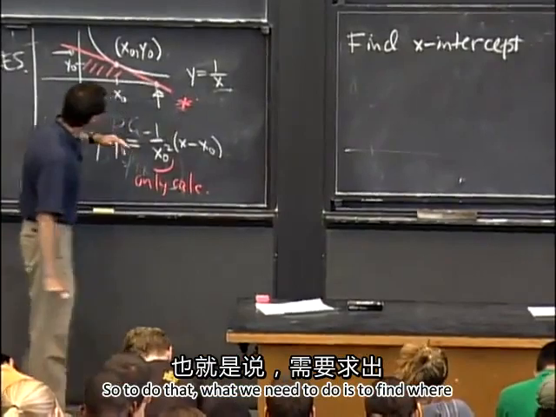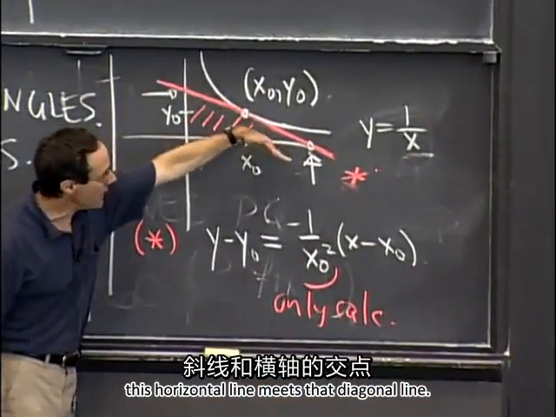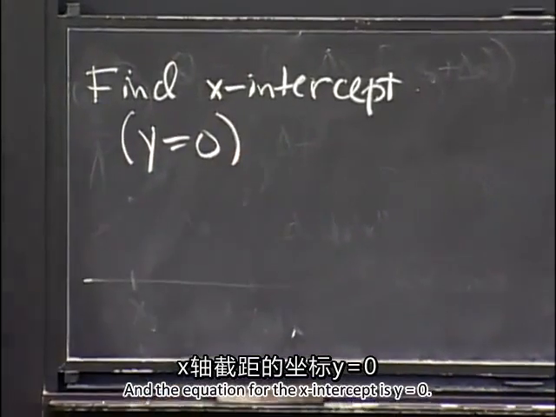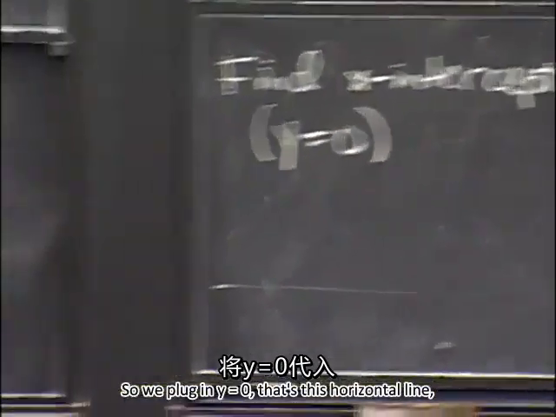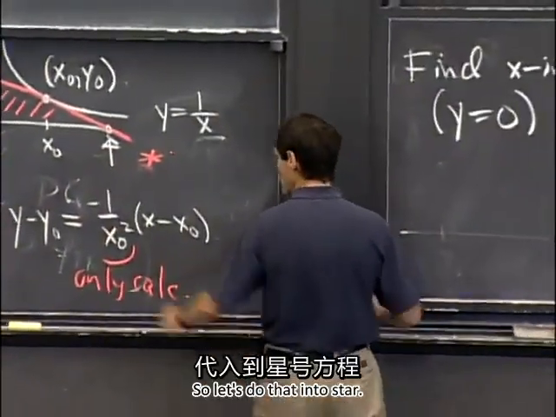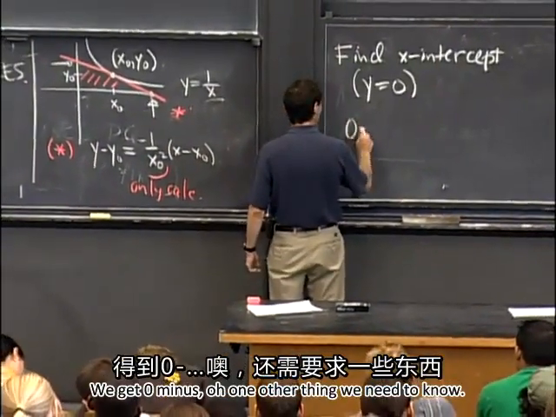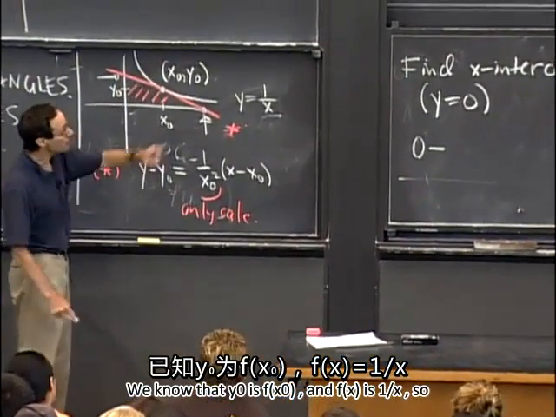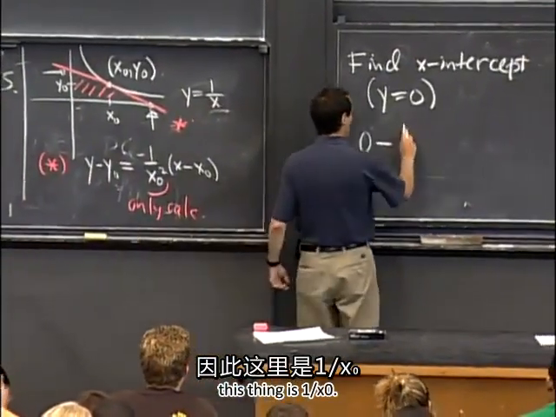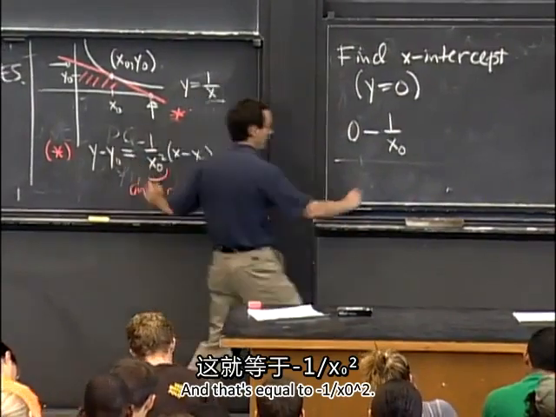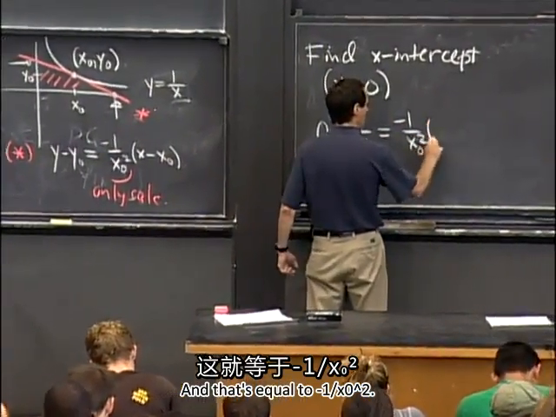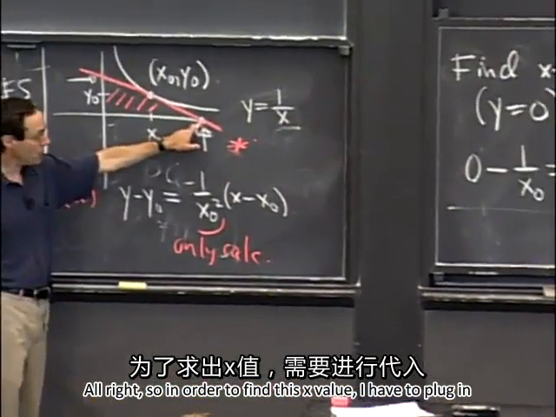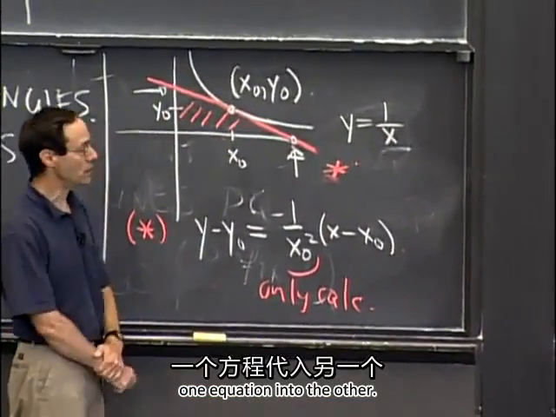So to do that, what we need to do is to find where this horizontal line meets that diagonal line. And the equation for the x-intercept is y equals 0. All right? So we plug in y equals 0, that's this horizontal line, and we find this point. So let's do that into star. So we get 0 minus, one other thing we need to know. We know that y0 is f of x0, and f of x is 1 over x. So this thing is 1 over x0. Right? And that's equal to minus 1 over x0 squared, and here's x, and here's x0. All right? So in order to find this x value, I have to plug in one equation into the other.